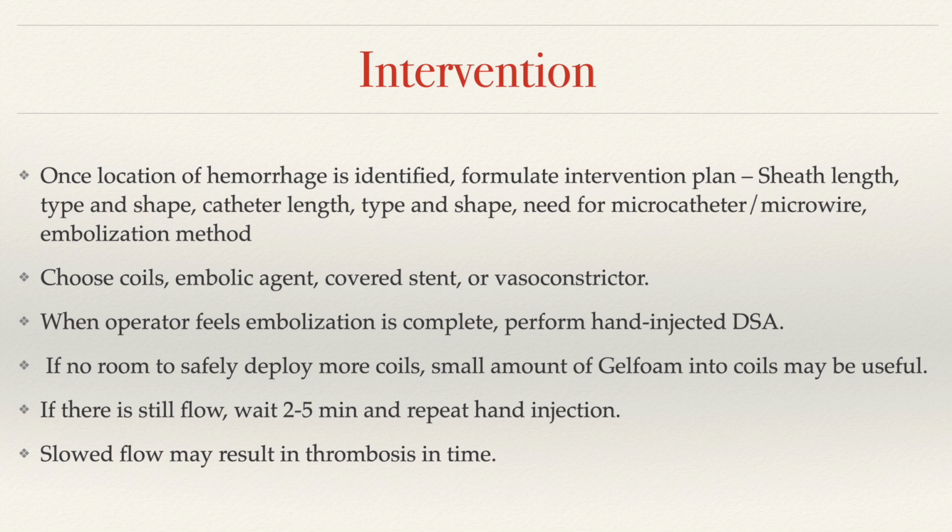So once the location of hemorrhage is identified and once you are in the artery, you can plan the intervention. You can plan which microcatheter to use, microwire, and the embolization method. You think whether to use coils or an embolic agent, a stent, or a vasoconstrictor agent.